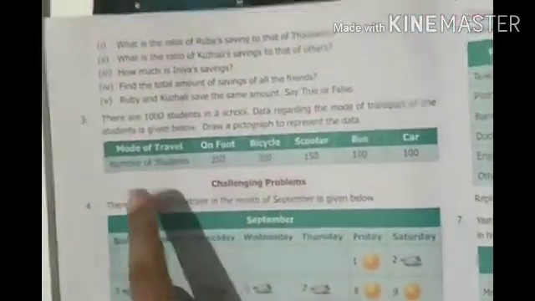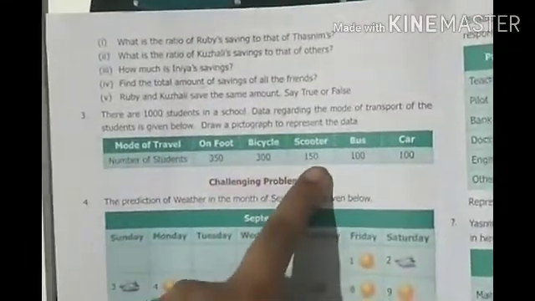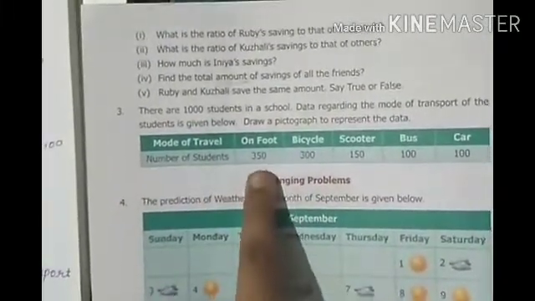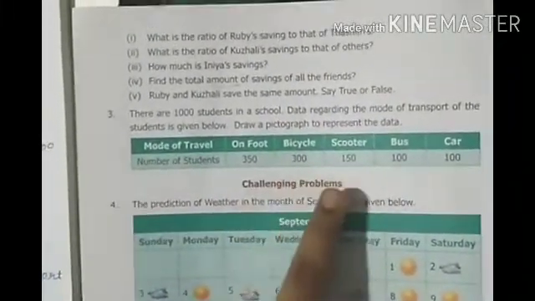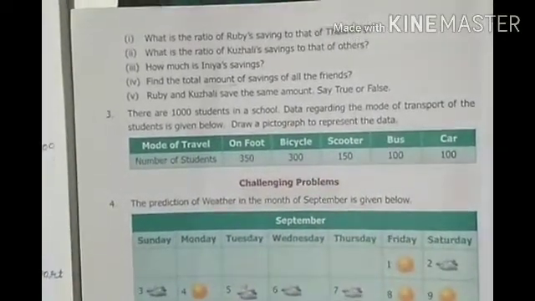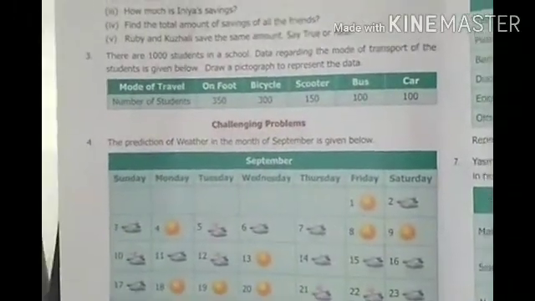So what is the data given? Mode of travel: on foot, bicycle, scooter, bus, car. Number of students: 350, 300, 150, 100 and 100. Now we are going to represent this by a pictograph. What is a pictograph, ma'am? We need to represent with the help of diagrams, that is, by pictures. Same way we are going to do the pictograph of the mode of transport of the students.